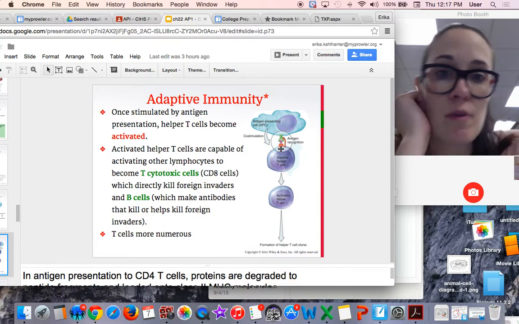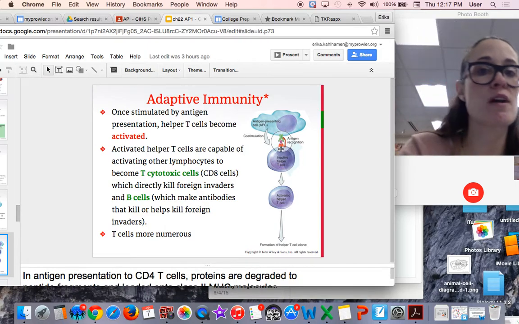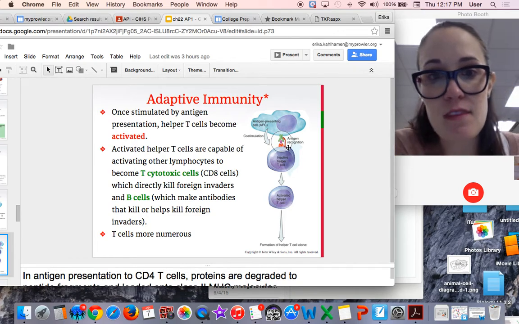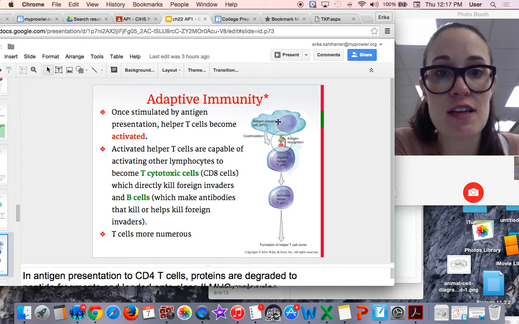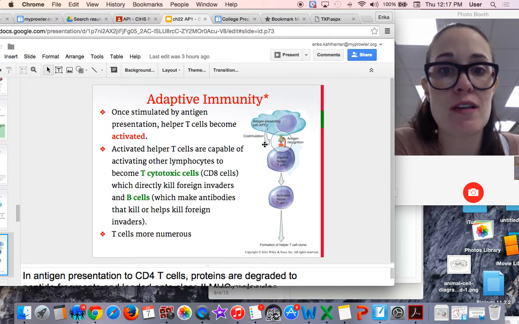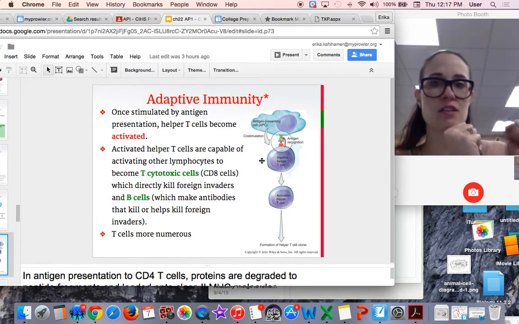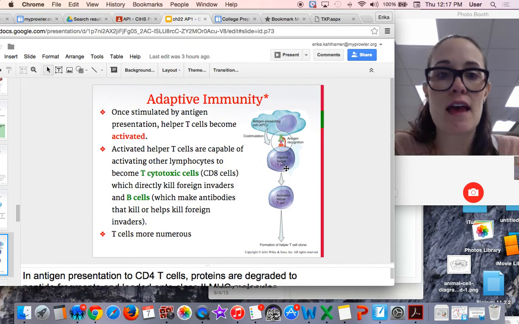Here's that process happening right here. The purple represents the antigen. The antigen is being recognized, and they are communicating essentially, and that antigen-presenting cell is also releasing chemicals that co-stimulate that process, essentially to make it stronger, and now it becomes activated.